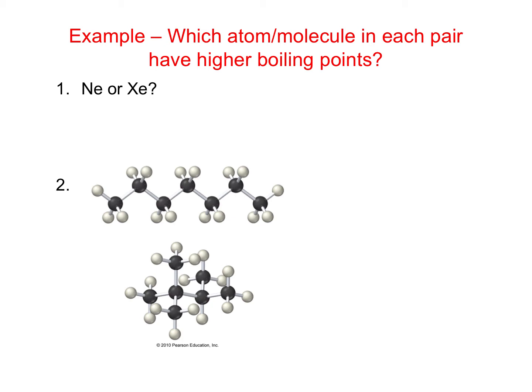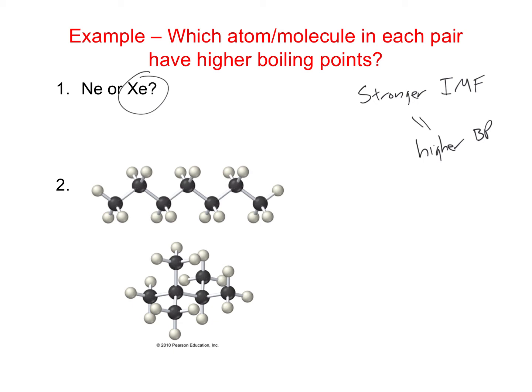So stronger intermolecular forces, in this case dispersion forces, equals higher boiling point. In this case, a sample of neon and a sample of xenon would both have dispersion forces, but because xenon is bigger, it's more polarizable, it'll have stronger dispersion forces, and therefore the higher boiling point.